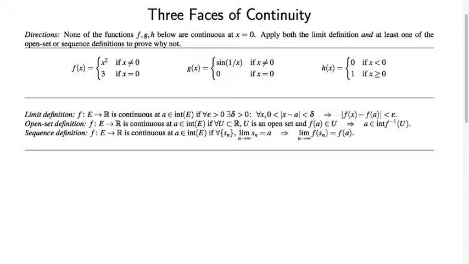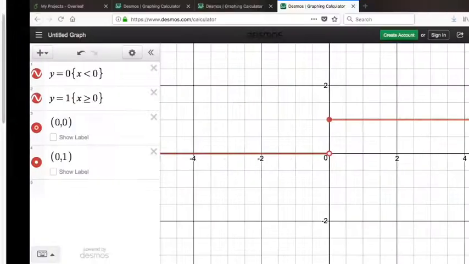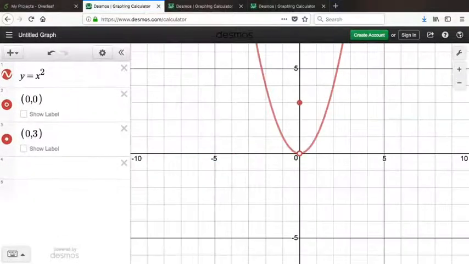So let's take a quick look at the graphs of f, g, and h, and then we'll come back to these definitions and how they may or may not be satisfied. So first of all, the f of x function, which is x squared everywhere except at x equals 0, and is equal to 3 at x equals 0. Did anybody, when you took calculus, have a name for this kind of discontinuity? Did you call it something special? Sometimes calculus authors do, sometimes they don't.